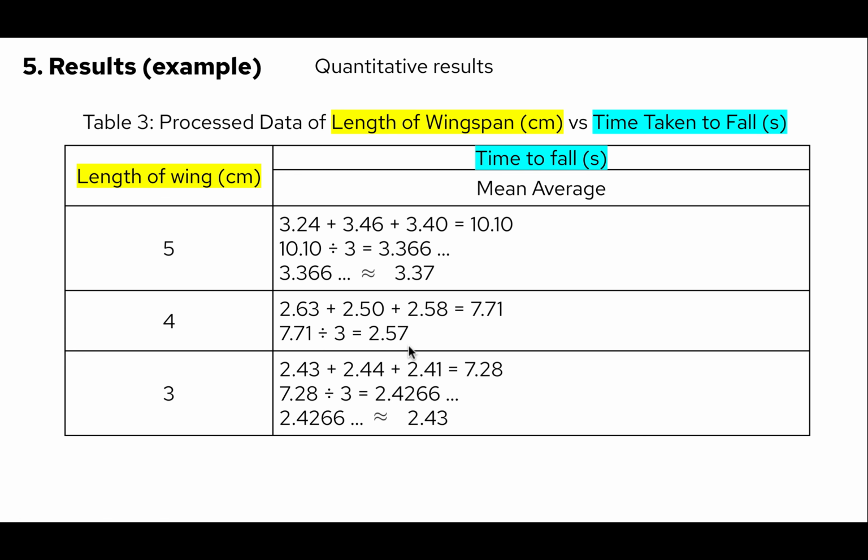For 4 centimeters, I didn't have to do any rounding. It automatically came out to 2.57. But for 3 centimeters, again, I needed to round to 2.43.